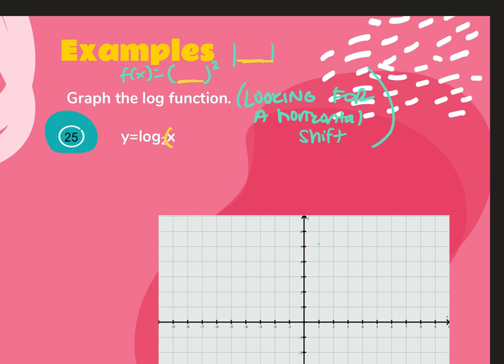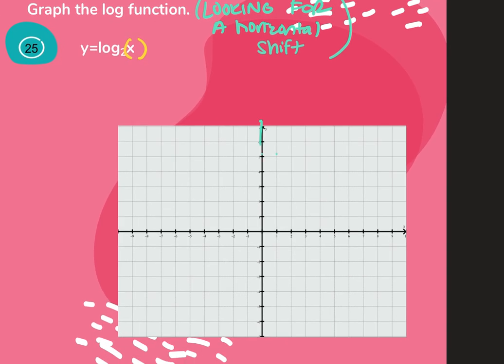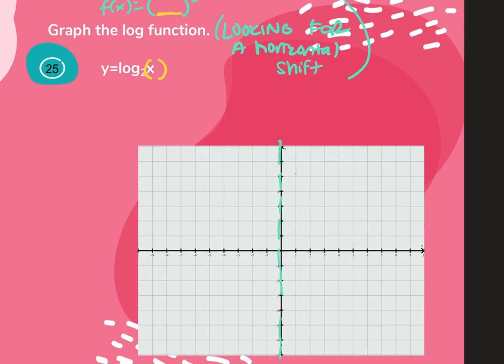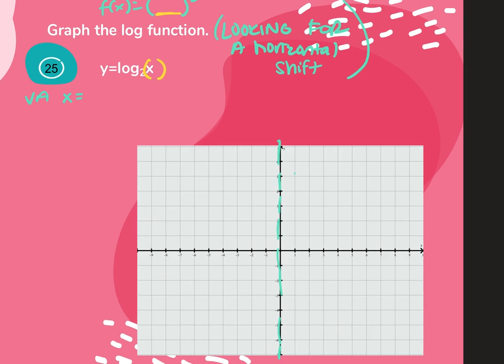So if there was something other than just that x next to the log, then there's a horizontal shift. If there's not, then your vertical asymptote is at x equals 0. So that's the first thing you want to look for. It moves with a horizontal shift. So if it said x minus 2 in there, that's a shift to the right 2. You'll see that in a second.